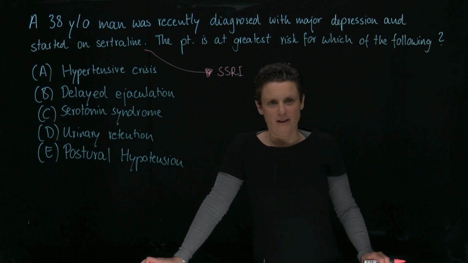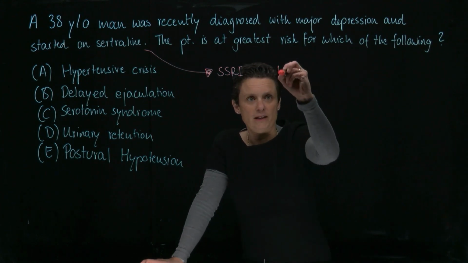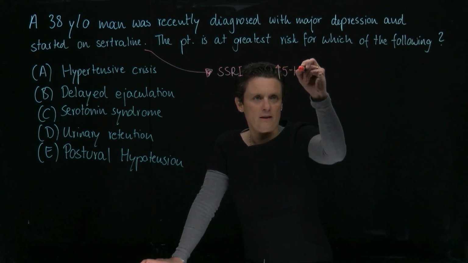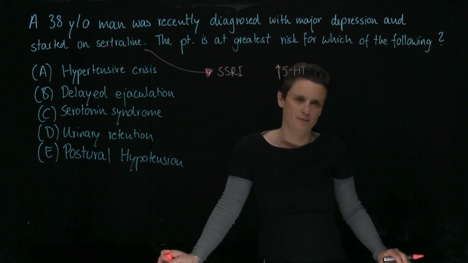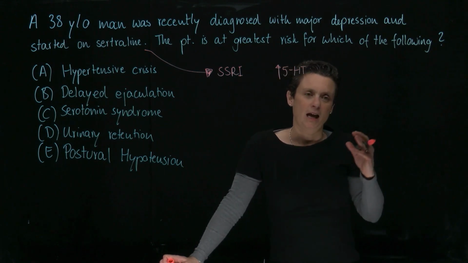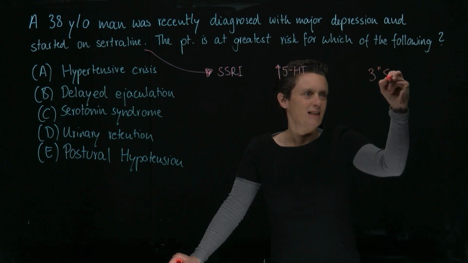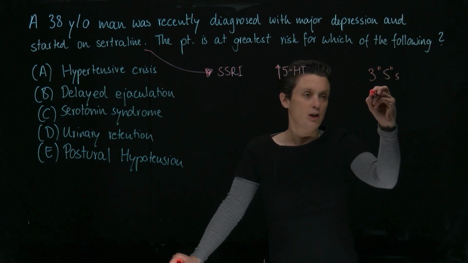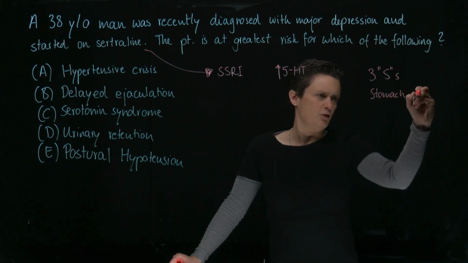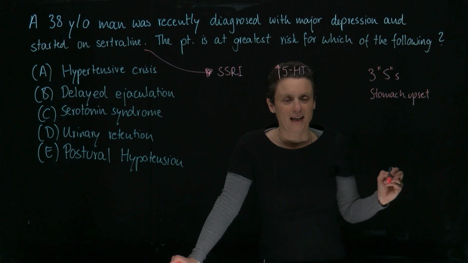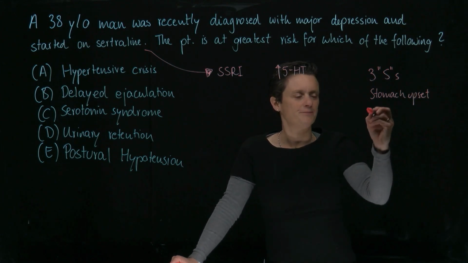So what are adverse effects of SSRIs? What do SSRIs do? Well, they increase serotonin because they don't let the serotonin back into the nerve terminal, so you're going to have more available, and that helps for depression. Adverse effects are always what I consider as 3 S's, so that you can remember them: stomach upset. And remember, there's a lot of serotonin in your gastrointestinal tract, actually way more than in your central nervous system.